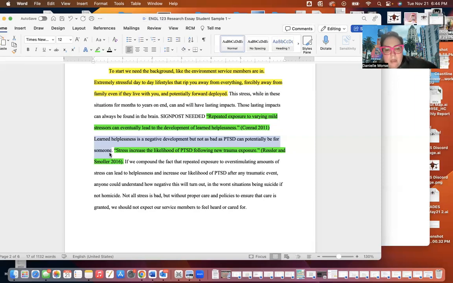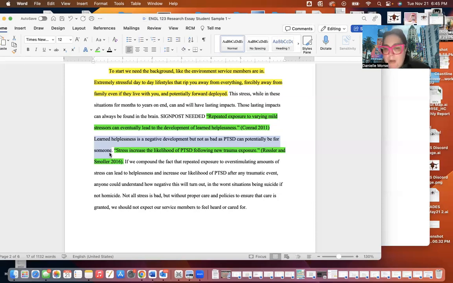Not all stress is bad. Yeah. Again, this is a common sense statement, but without proper care and policies to ensure that care is, again, you have given us no policies. I'm sorry, I don't mean to be so emotional. The student has provided no policies or legislation that they have taken issue with explicitly.